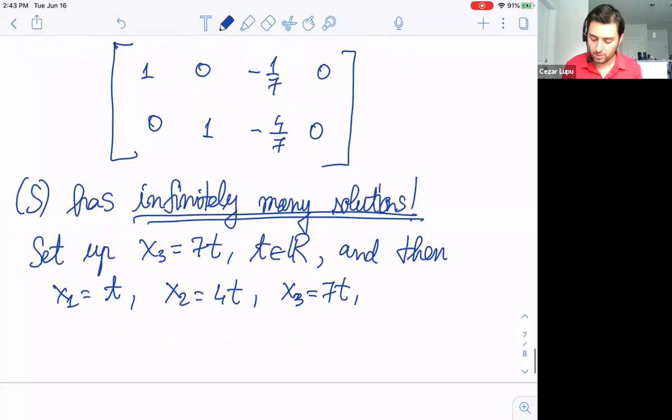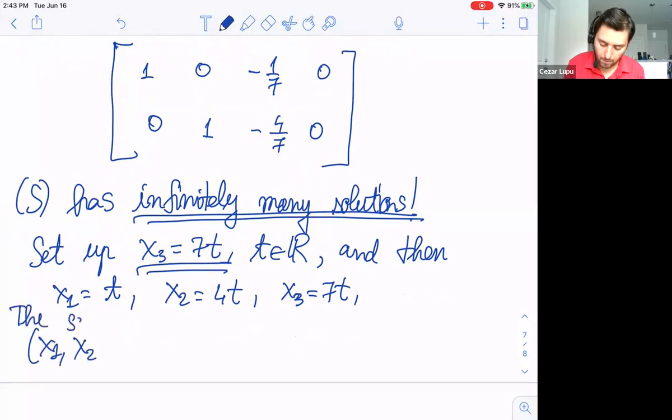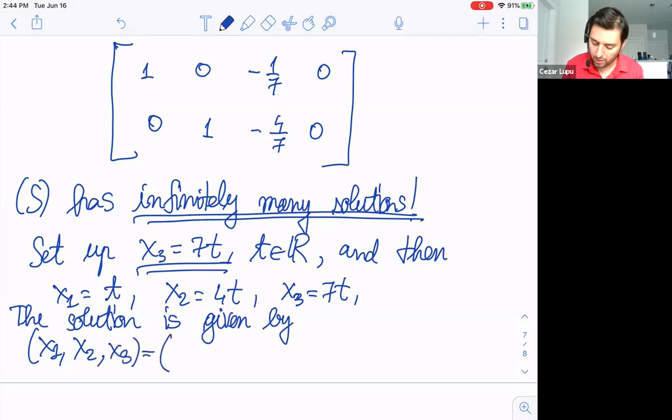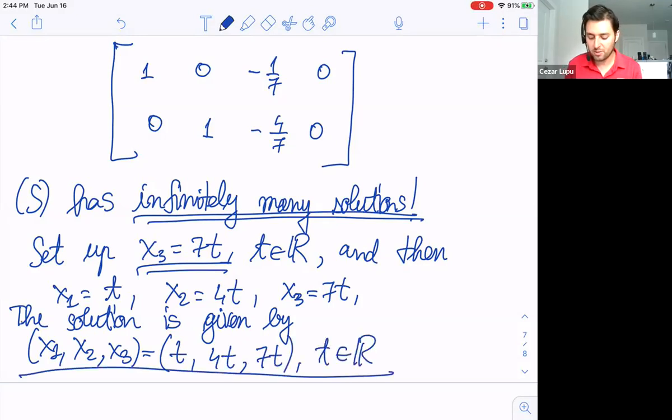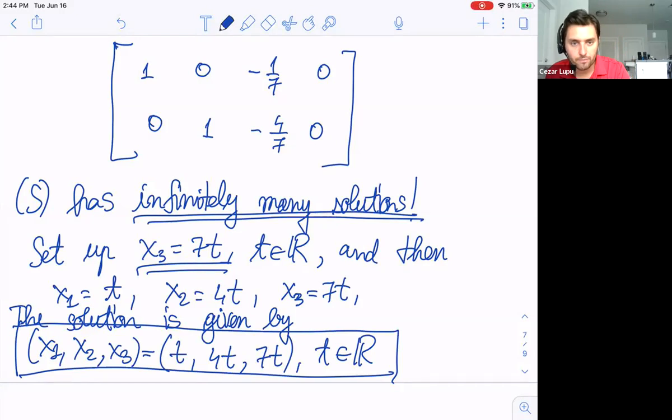And then we can write a solution. We already have it here. So the solution is given by x1, x2, x3 will be nothing else than just t, 4t, and 7t with t real numbers. So these are the infinitely many solutions. All of them will look like this. They will depend on t, and you can plug in any value for t to get this. So I have here one question.